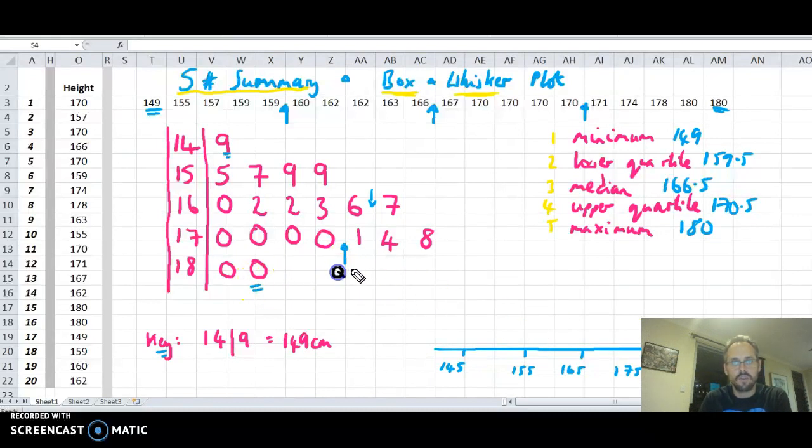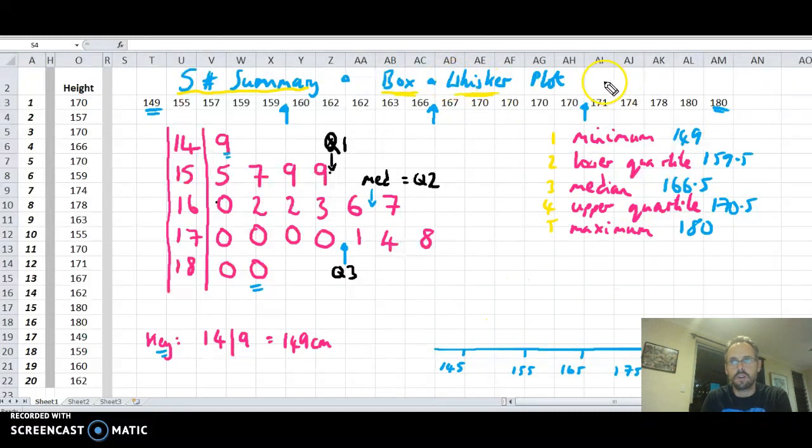Now, we do have a special name for these. We do also call this one Q3 for upper quartile. This one is called the median, or we also can call it Q2, the middle quartile, and the lower quartile, that's in here between these two, and that we would call Q1.